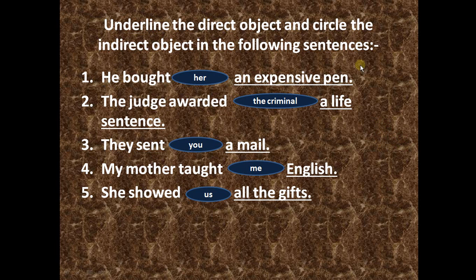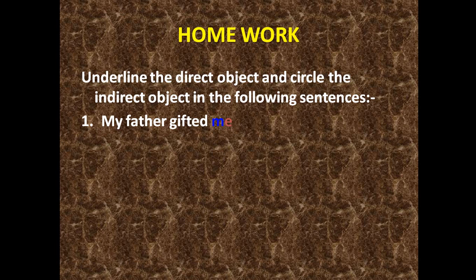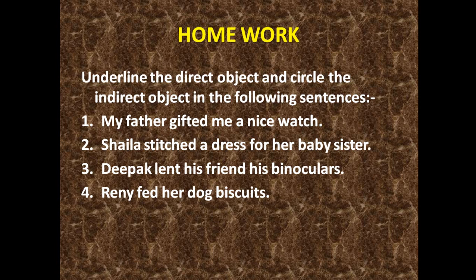Now the same homework I am giving you, students. This is your homework. Same as before, underline the direct object and circle the indirect object in the following sentences. The first one, my father gifted me a nice watch. Second, Shaila stitched a dress for her baby sister. Deepak lent his friend his binoculars. Rani fed her dog biscuits. Prema told me about her holiday plans.